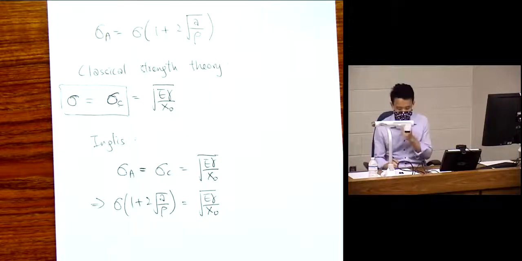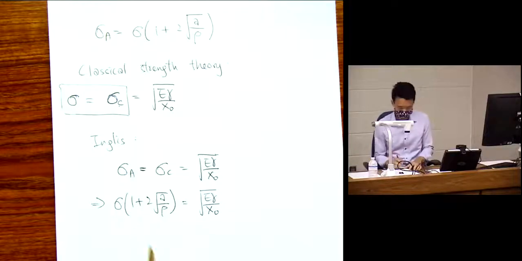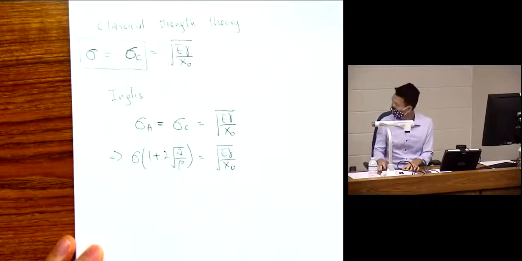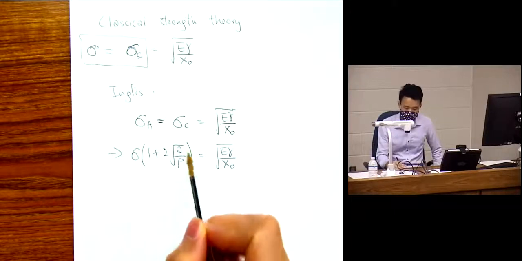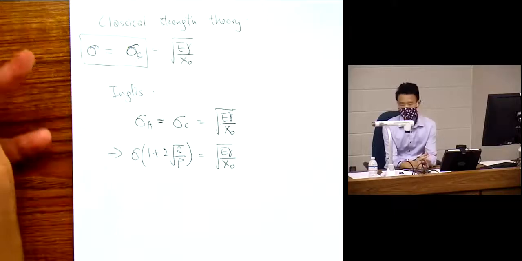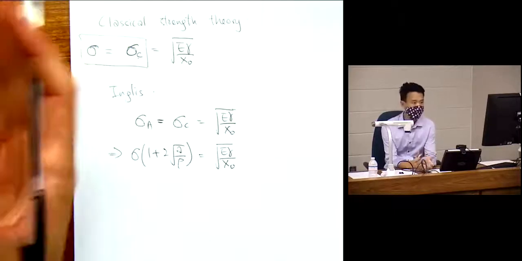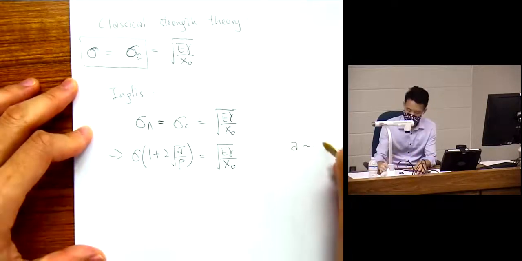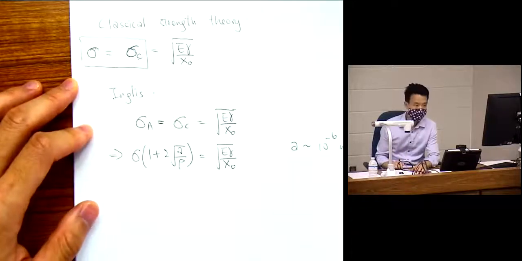Now I'm going to make an approximation to this equation, because that's going to make the math a bit easier. Looking at this equation, A is the length of the crack, right? If we think about ceramics, for example, the crack or flaw size is on the order of microns, right? So A is typically on the order of microns, 10 to the minus 6 meter.